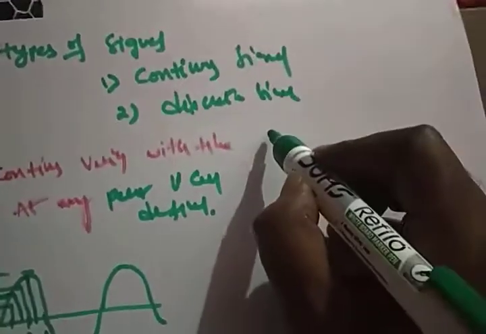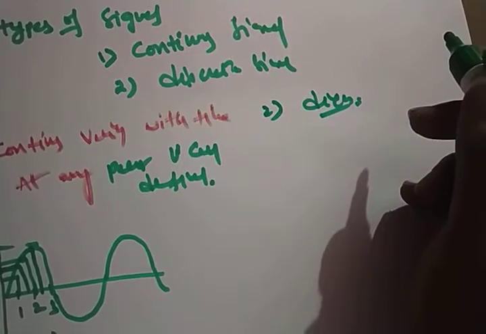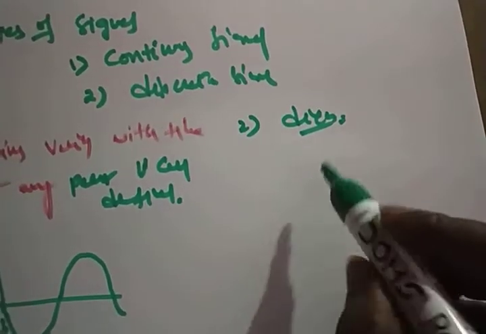Next, what is a discrete time signal? The discrete interval of time. At the discrete intervals of time, that means, how does the signal look?